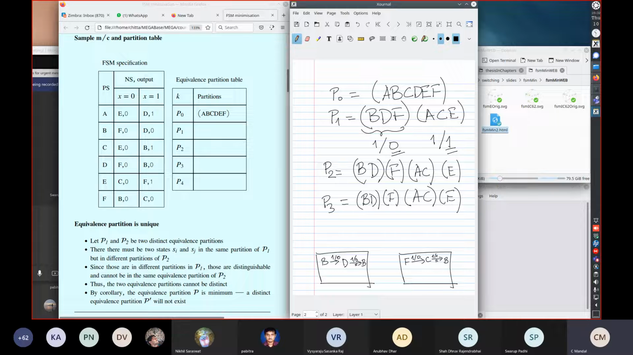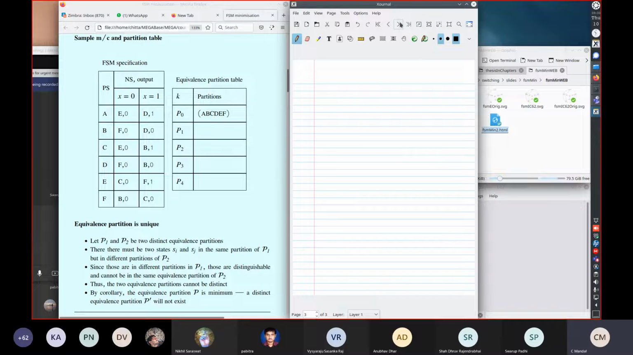A and C are indistinguishable. So you could just drop them. So you have BD and AC are equivalent. So now you can reduce this machine. Okay.